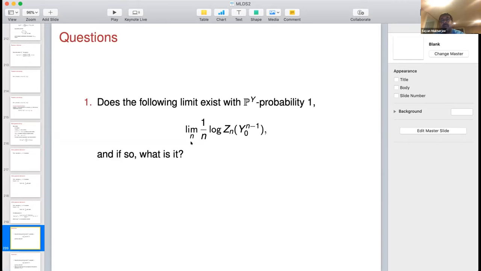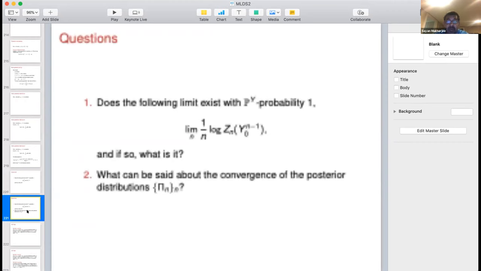And if you stare at it, what you need is you need to control the log of the partition function at a scale of 1 over n, okay? And you need to show this limit exists with probability 1, okay?